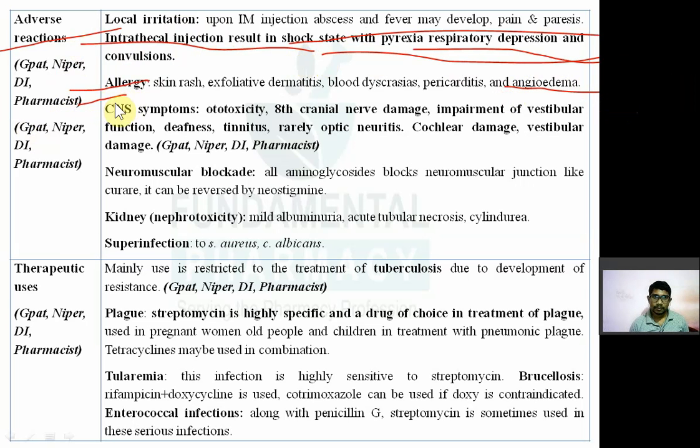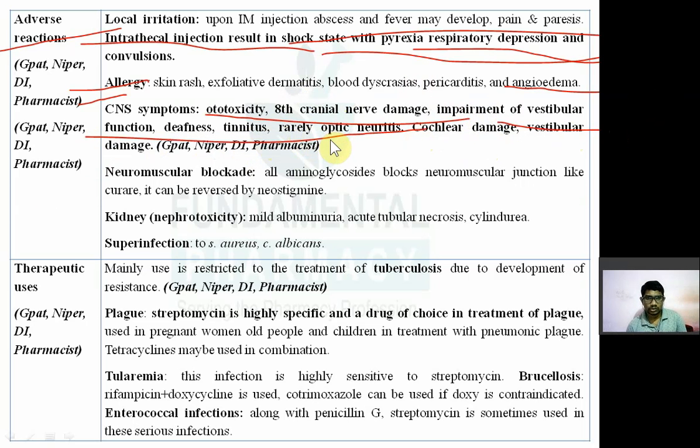CNS symptoms. What will be the effect on the CNS? First, ototoxicity. They will damage the 8th cranial nerve, the vestibulocochlear nerve, and cause ototoxicity, deafness. You will become deaf. Okay. So impairment of vestibular function, which leads to deafness, tinnitus, rarely optic neuritis and peripheral neuritis. So they have neurotoxicity also.